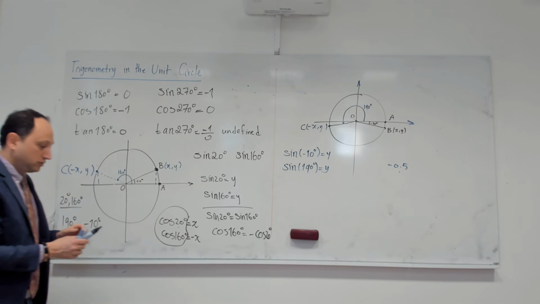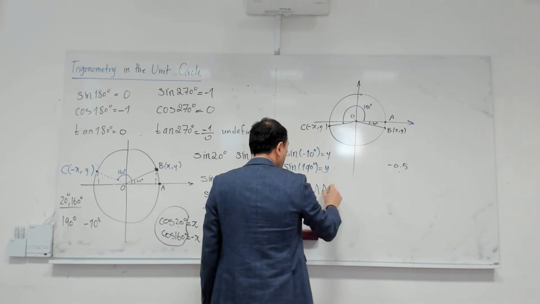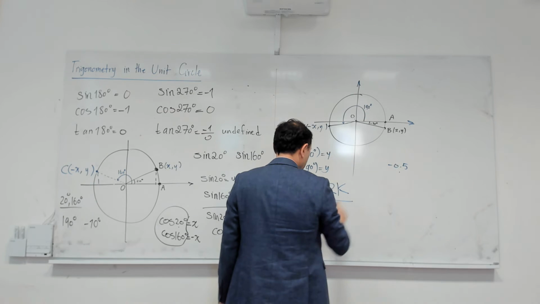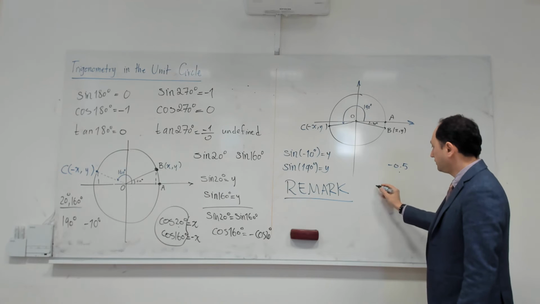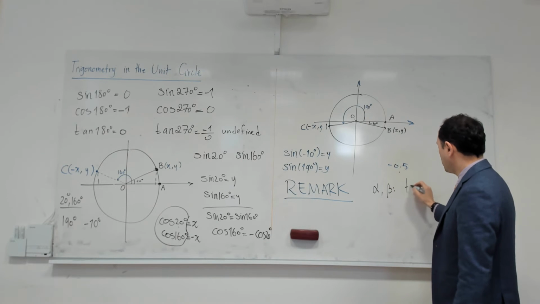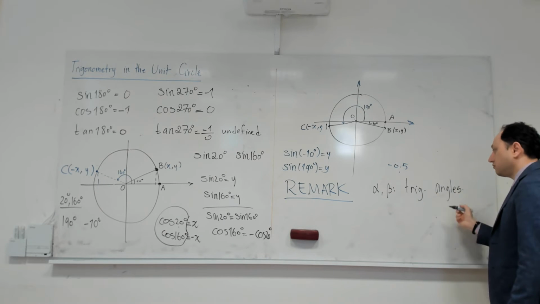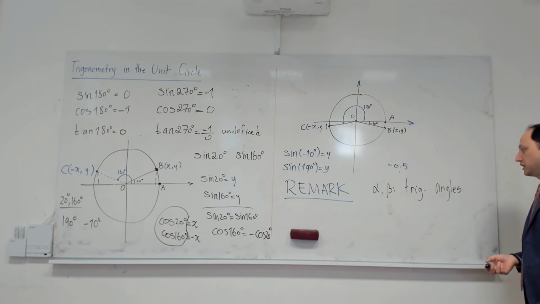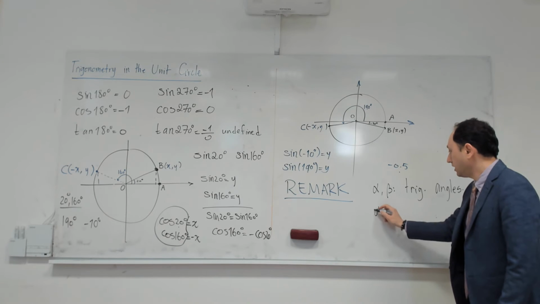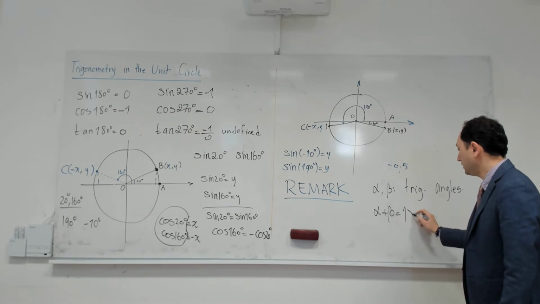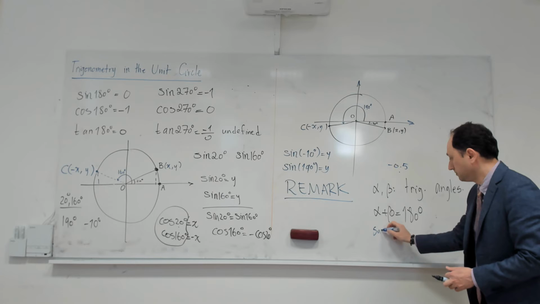So I would recommend you to write this as a remark and memorize it. Let me write it mathematically. If alpha and beta are trigonometric angles, it means that one of them might be negative, or two of them might be negative, or even one of them is much bigger than 360 degrees. And another thing is that alpha plus beta is 180 degrees. Supplementary, if you want the word supplementary.